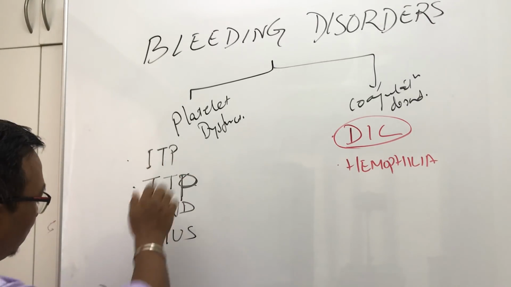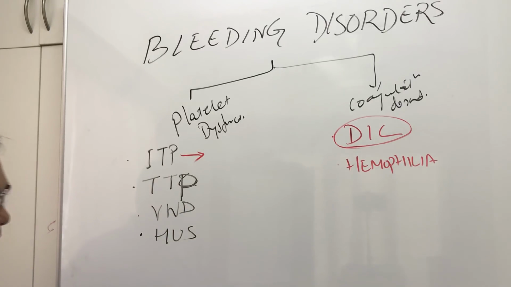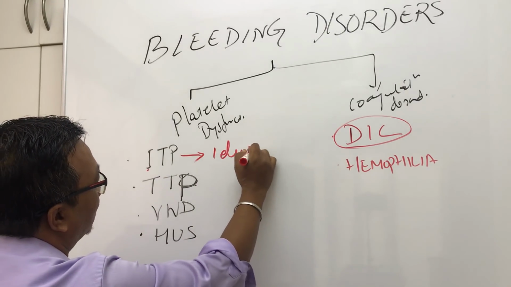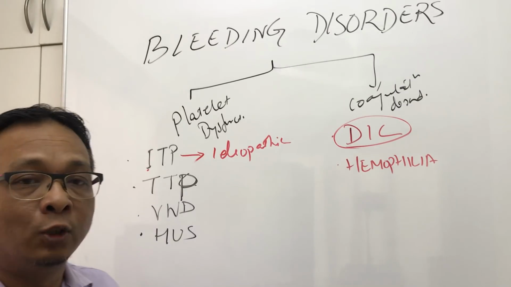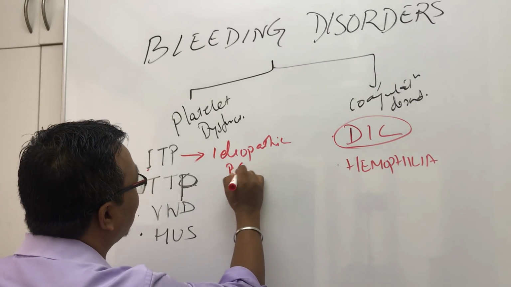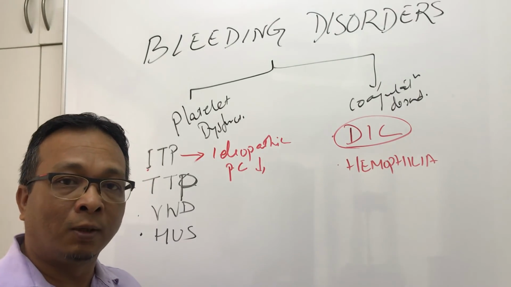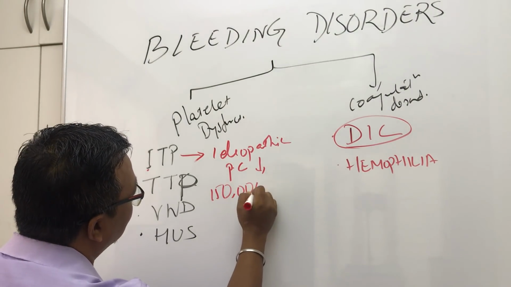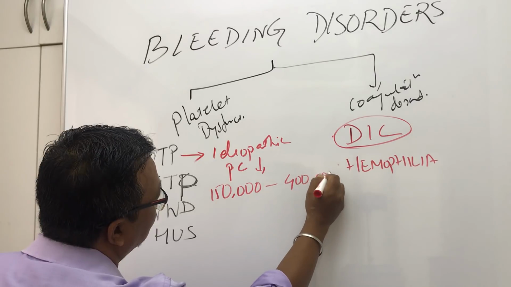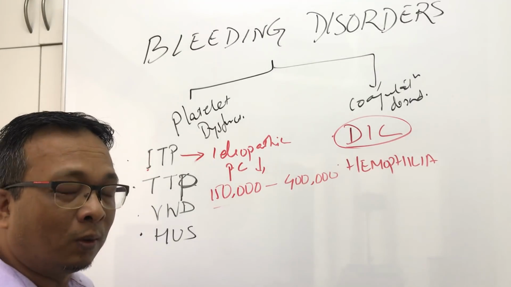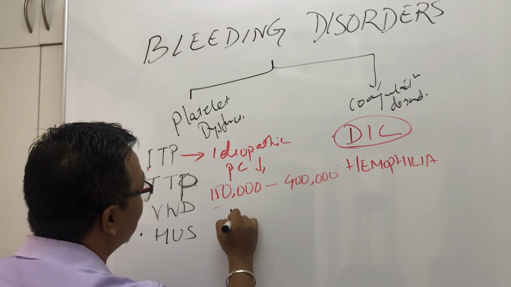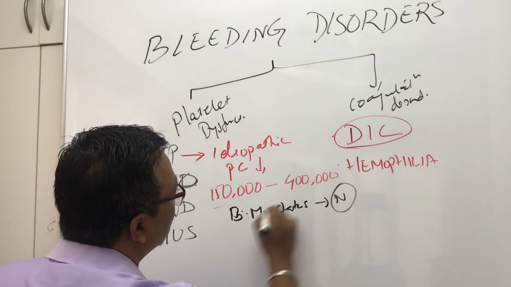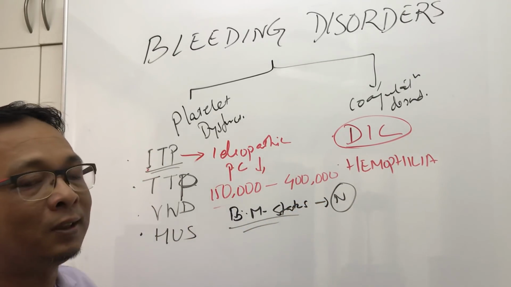So we start first with idiopathic thrombocytopenic purpura. Now, as the name suggests, this condition is idiopathic. So thrombocytopenic means platelet count is low. Remember, normal platelet count is 150,000 to 400,000. So platelet count is low, and bone marrow status is normal. So we say this is idiopathic because the cause is unknown.